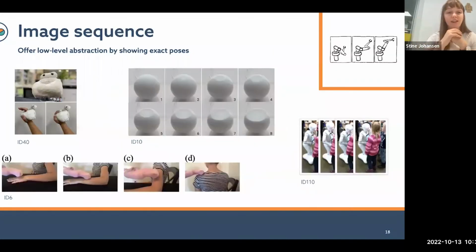On a completely different style is image sequences, where authors are showing exact poses throughout time using photos most often. So this gives a very low level abstraction way of showing how the robot will move. And as you can see, it varies a lot how many pictures people are using. Some of them give you almost a feeling of how the movement progresses, whereas others tend to show a start position and an end position.